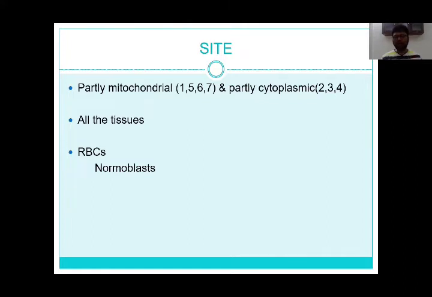Next to RBC, the second major site for heme synthesis is the liver, where the heme containing compounds like cytochromes and other enzymes are needed in excess for carrying out the metabolism, detoxification, etc. So to sum up, it takes place almost in all the tissues, but predominantly in RBC and in liver. Within this RBC and liver, it takes place partly in mitochondria and partly in cytoplasm. So that's it about the site.